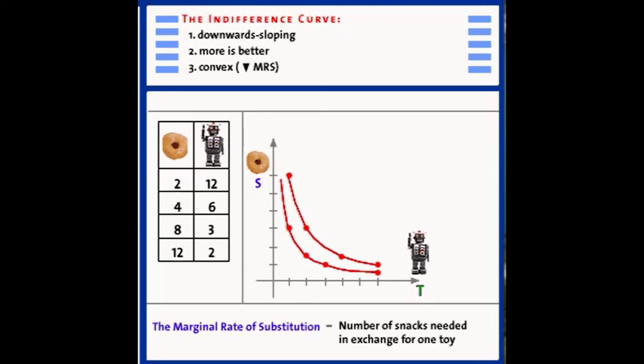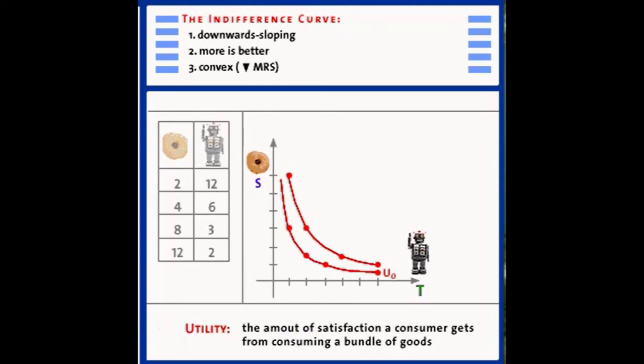So let's call this original curve U0. U0 represents a number, and that number means the amount of satisfaction you get. We could call that utility. Utility is an economic term that means the amount of satisfaction that a consumer gets from consuming a bundle of goods. So U0 is the original level of utility or satisfaction, and we can label this new higher curve U1, which represents a higher level of satisfaction.